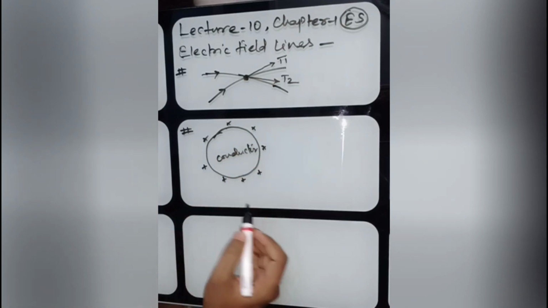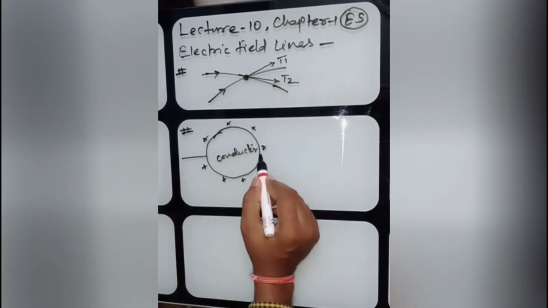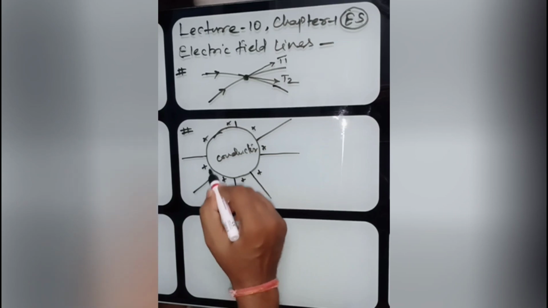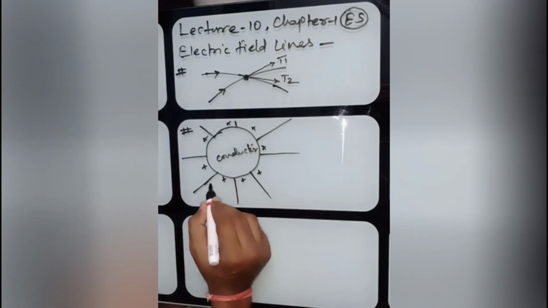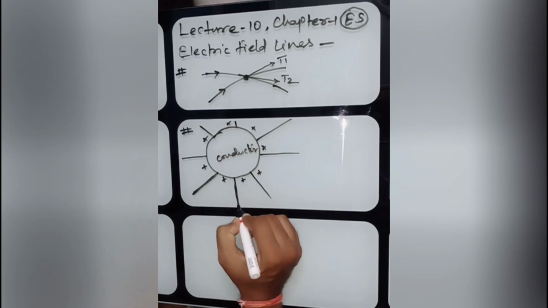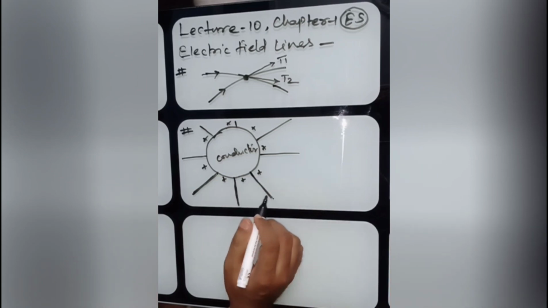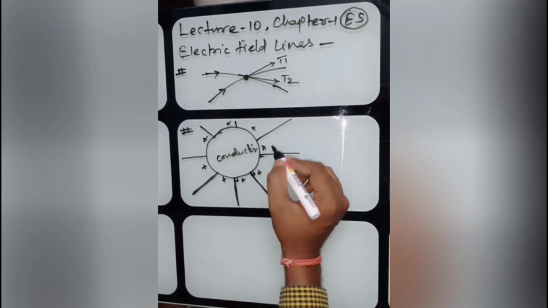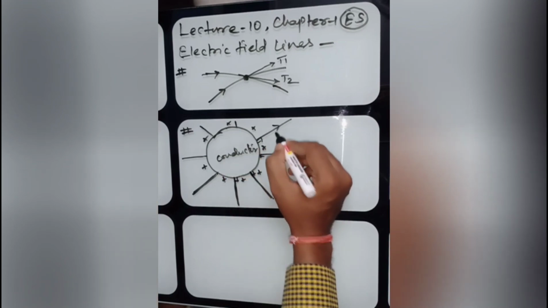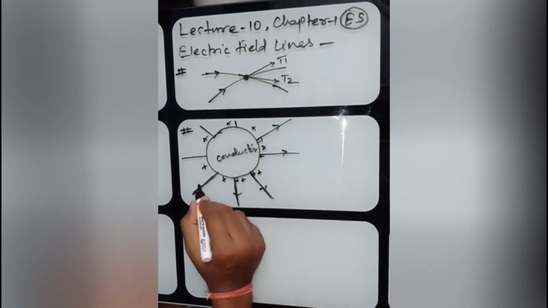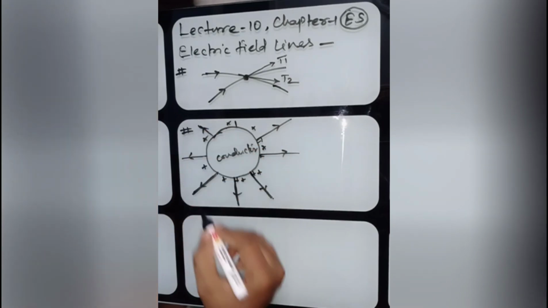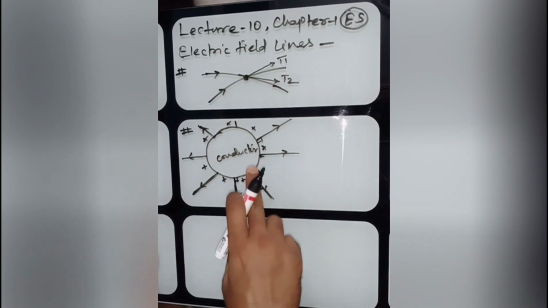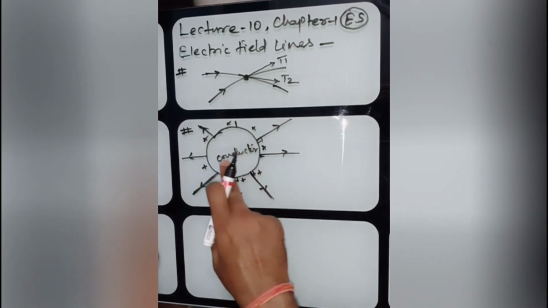Conductor. So remember, the field lines are always perpendicular to the conductor. Electric field lines must be perpendicular to the conductor. This is 90 degrees everywhere. If it is positive, then the direction will be in this way, outward.